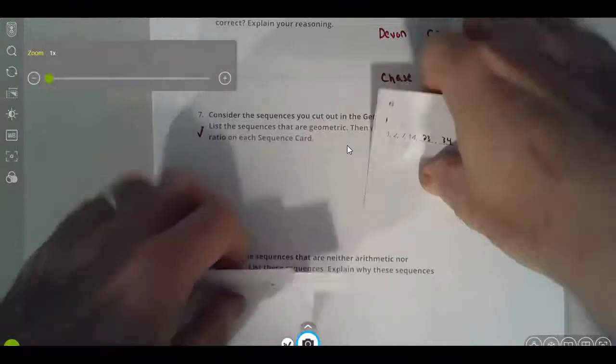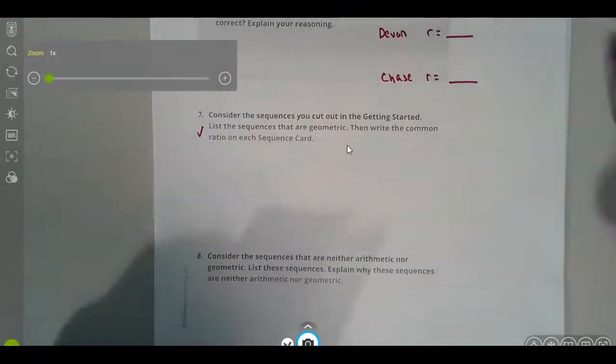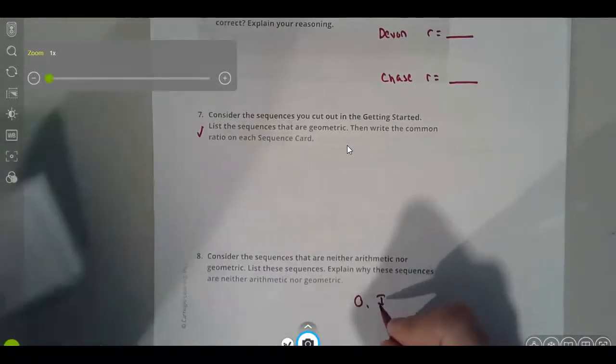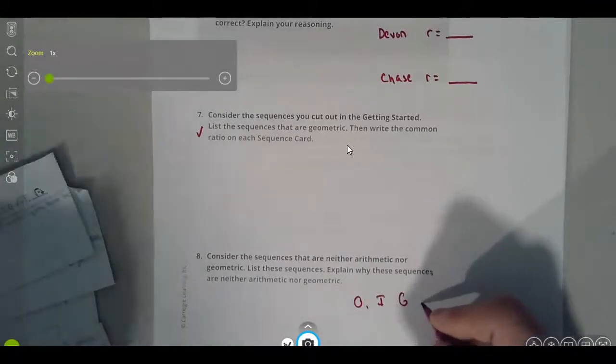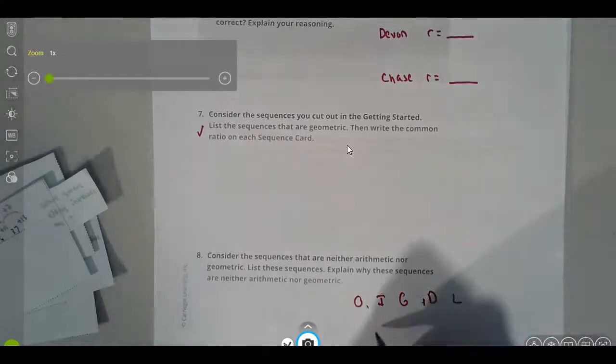You guys could put these to the side. If you even wanted to throw them away, you are okay with that. So you can discard O, I, G, D, and L. You can discard those cards.